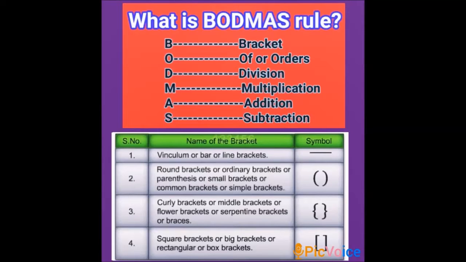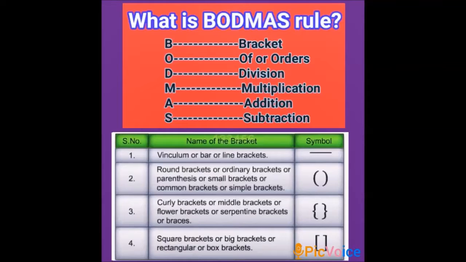What we have discussed in the last section: the BODMAS rule. BODMAS rule is a clue word. It gives how to solve an arithmetic expression. The letter B stands for brackets, O for of or orders, D for division, M for multiplication, A for addition, S for subtraction.